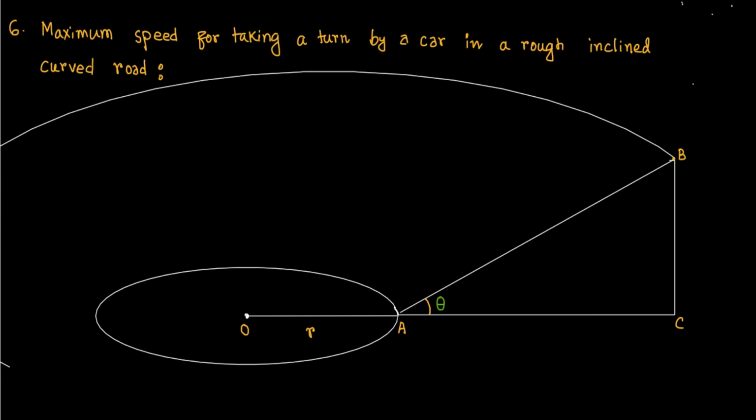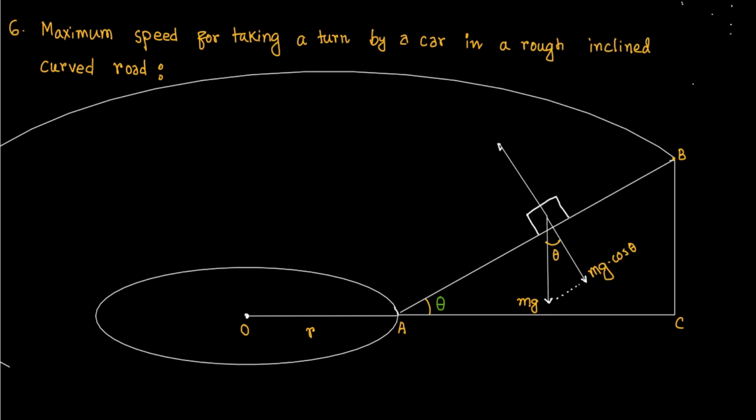Theta is the angle of banking or angle of inclination, and this is a car which is revolving in this curved road. Weight of the car, that is mg, acts vertically downwards as shown in the figure, and this weight mg is resolved into a rectangular component mg cos theta. This angle is theta, and mg cos theta acts perpendicular to the inclined plane AB.